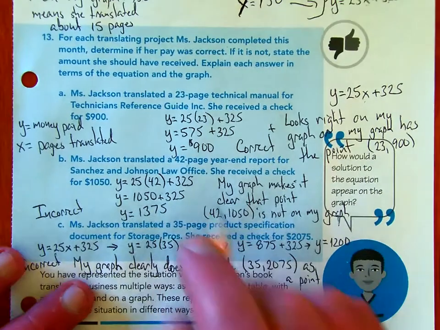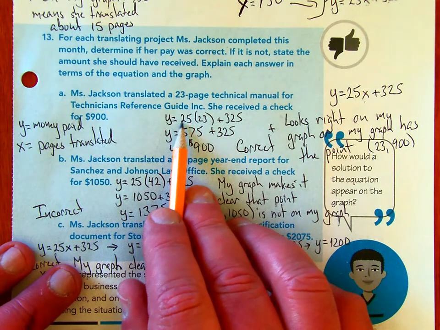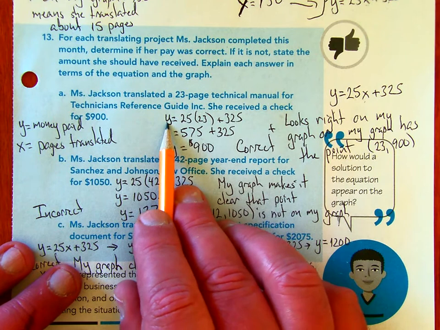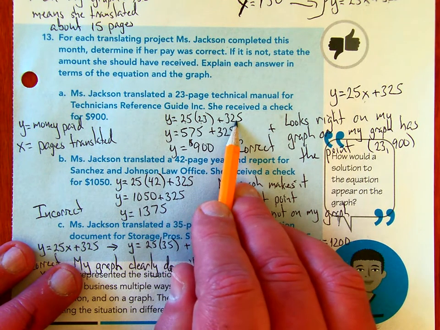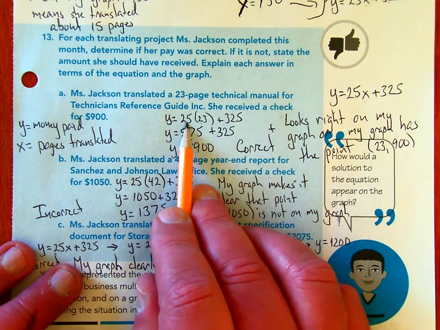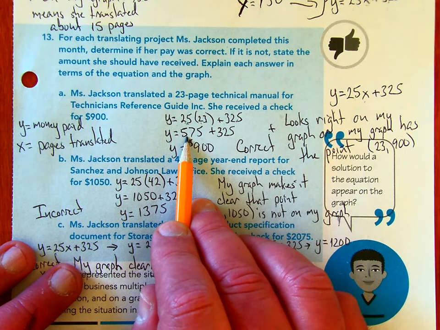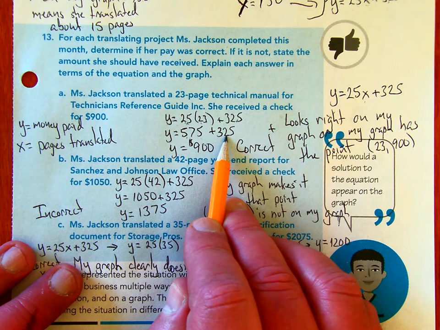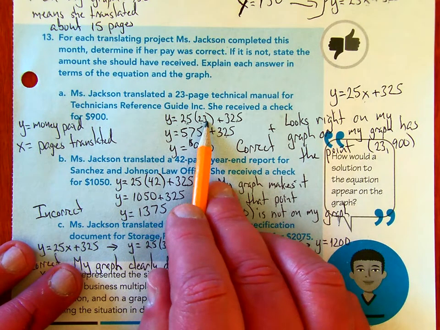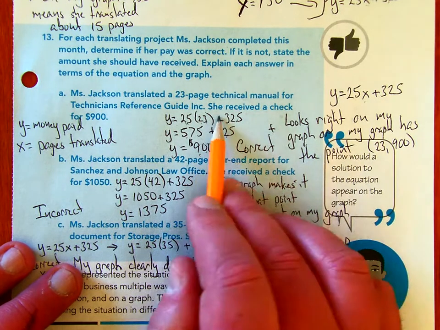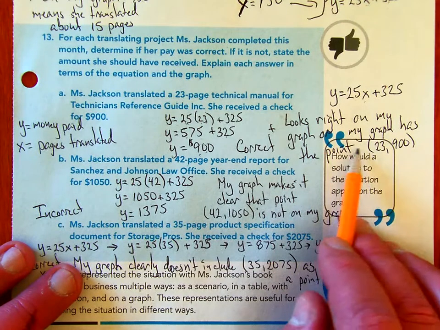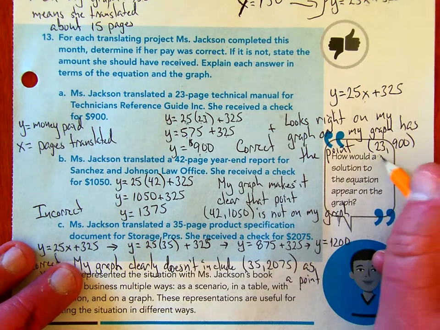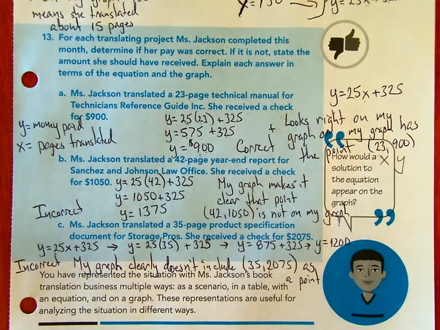So I'm going to take her 23 pages and put it into the equation. Money made, y equals $25 per page. She translated 23 pages, plus your $325 startup fee, or take the job fee. 25 times 23 is 575. 575 plus the 325 is 900. So 23 pages should have cost $900, and that's what they wrote the check for. So we're correct. We look good. It looked right on my graph. My graph has the point: when x is 23, y is 900. That's how I'm going to check the graph first, just to see if it looks pretty close.